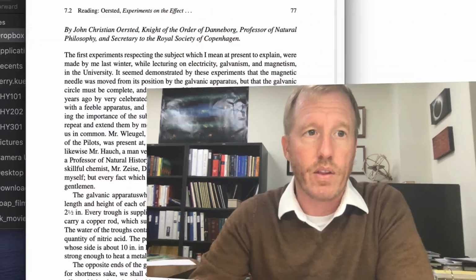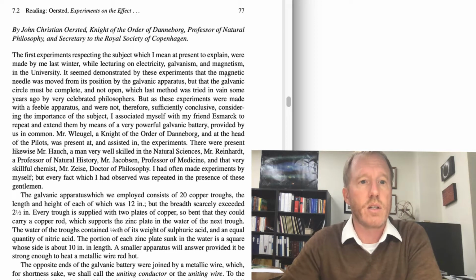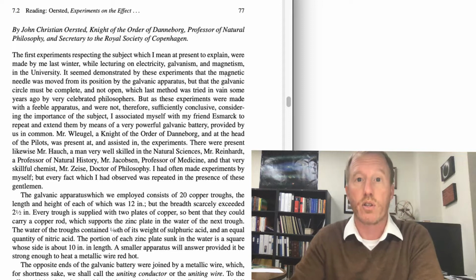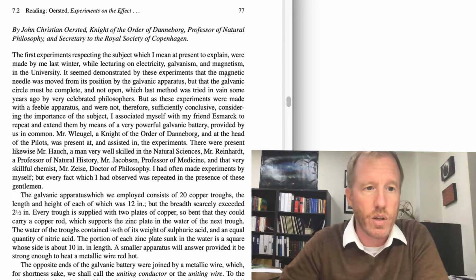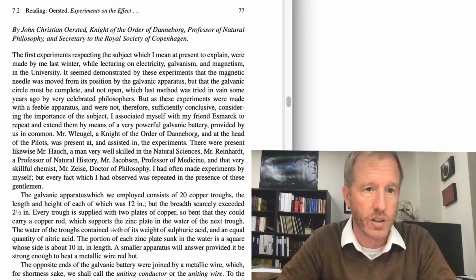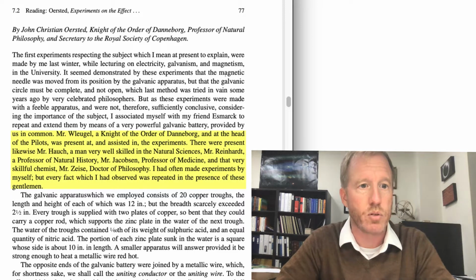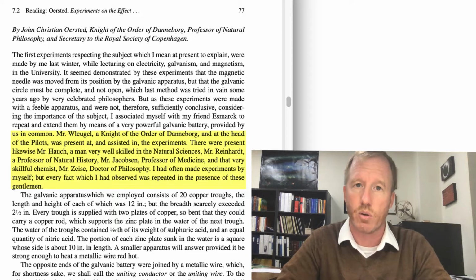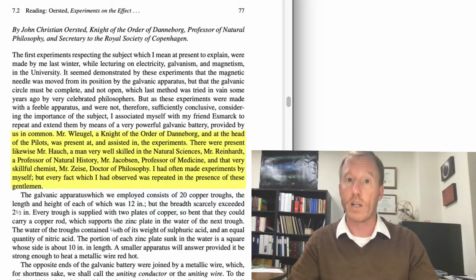So what does he do in this text? Well, the first thing that he does is he begins by talking about the people who were present, the individuals who were present during his experiments. So he mentions people like Mr. Vliegel, Knight of the Order of Dannenberg, and Mr. Reinhardt, a professor of natural history, Mr. Jacobson, a professor of medicine, and so on. He mentions a number of people who are there witnessing his experiments.